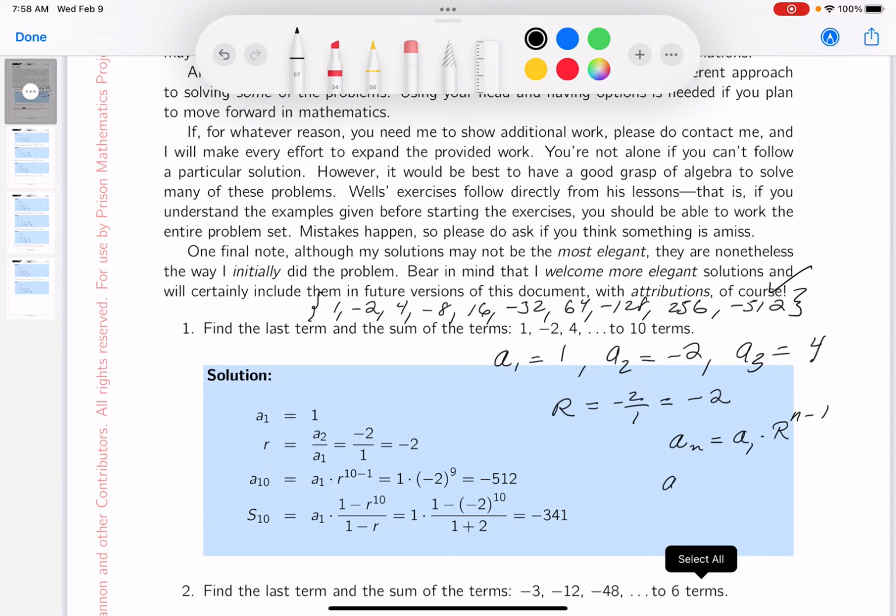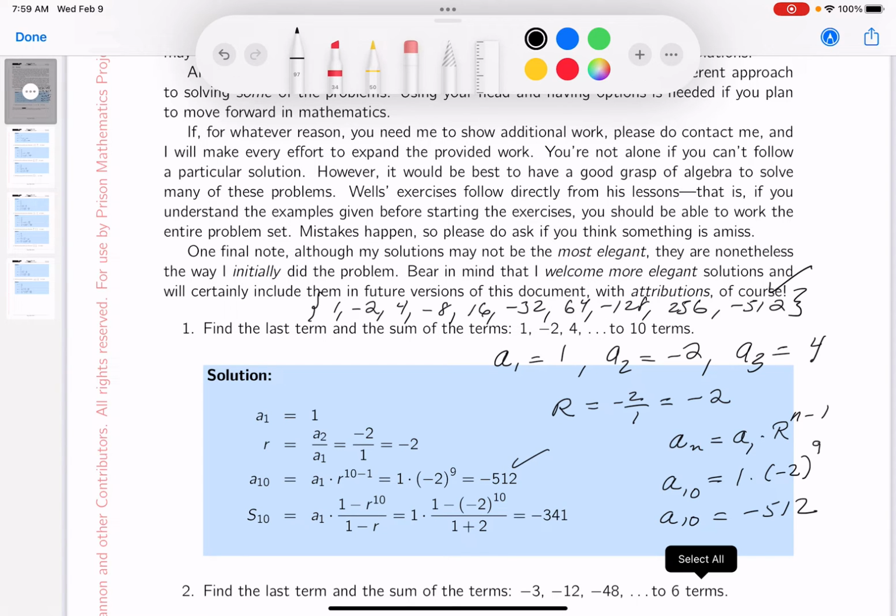So we want A10, right? They want the 10th term. What's A1? Well, looking at it, A1 is just 1. We discovered R is -2. And then it's going to be -2 to the 9th power, because 10 minus 1 is 9. What do you get over there? A10 would equal -512, right? Just like we did by moving forward. All right, so we got that.